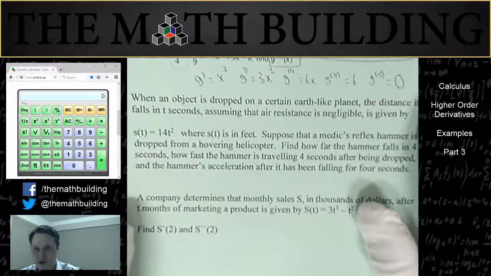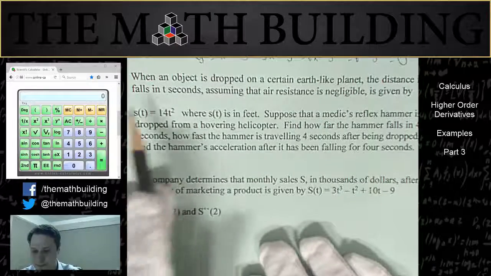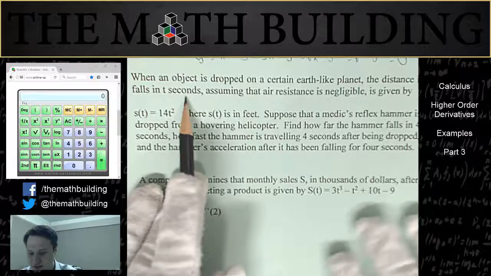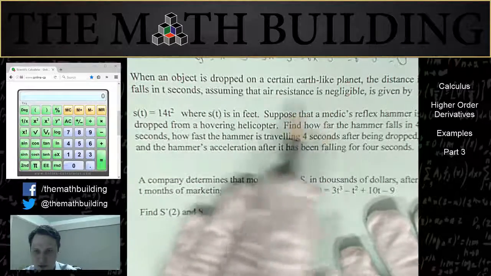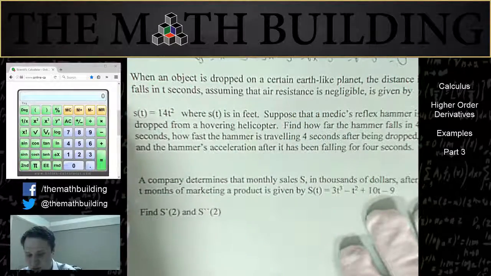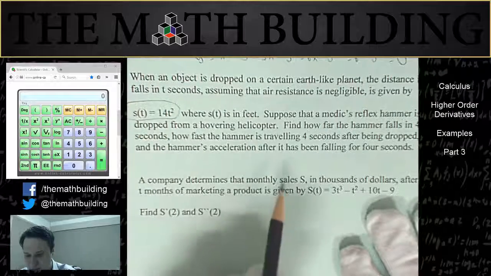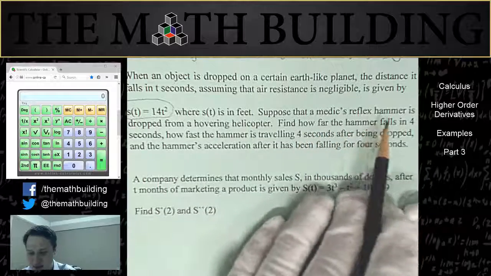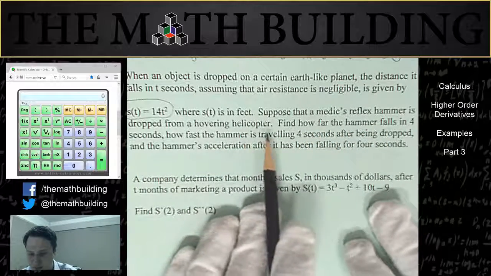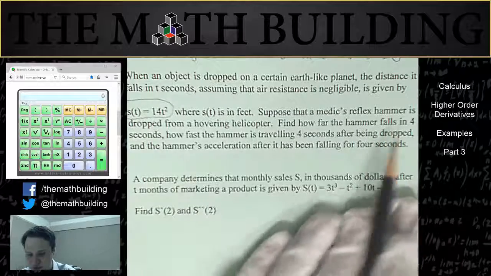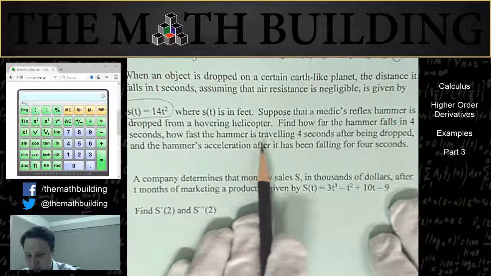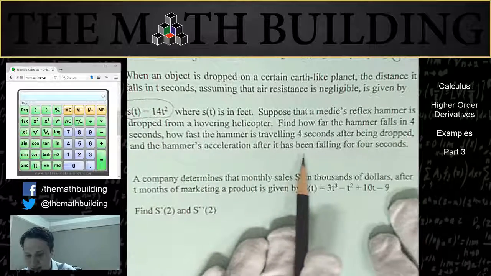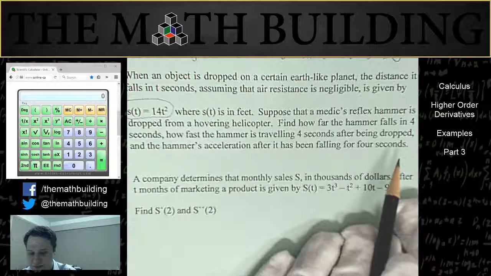So let's wrap up higher order derivatives with an application problem. When an object is dropped on a planet, the distance it falls in t seconds, assuming we're ignoring air resistance, we have this equation. So here's our position function. So suppose that a medic's reflex hammer is dropped from a hovering helicopter. Find how far the hammer falls in 4 seconds, how fast the hammer is traveling 4 seconds after being dropped, and the hammer's acceleration after it has been falling for 4 seconds.